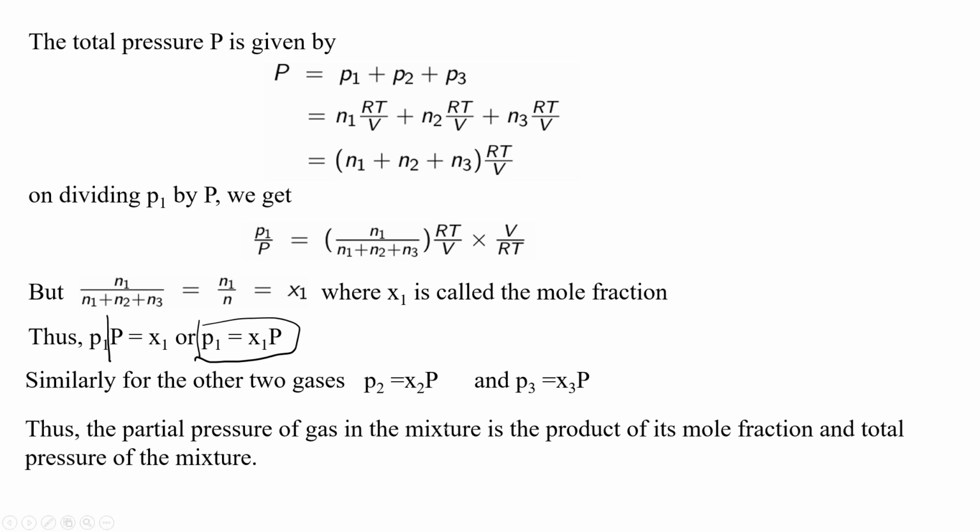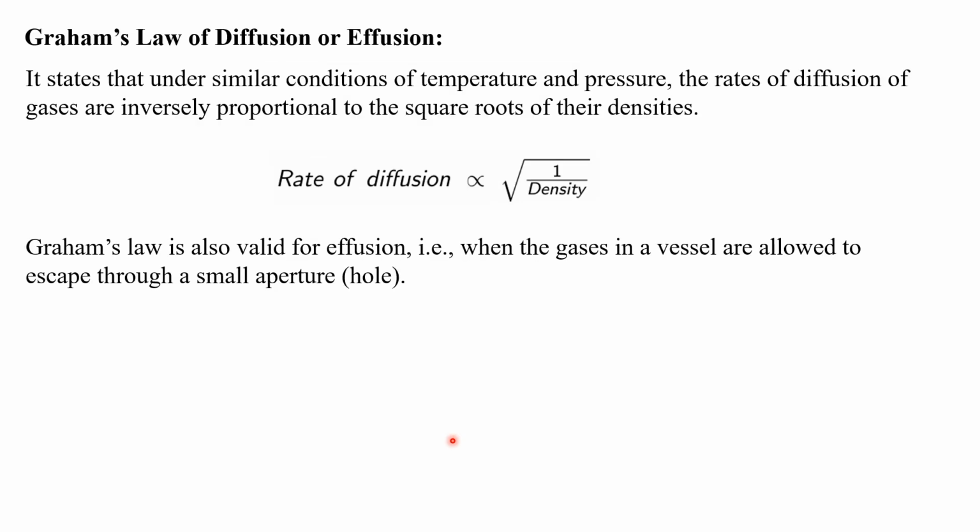Thus, the partial pressure of a gas in the mixture is the product of its mole fraction and the total pressure of the mixture. So, the total pressure times the mole fraction of that gas gives you the partial pressure of the gas. Next, we discuss Graham's law of diffusion or effusion.